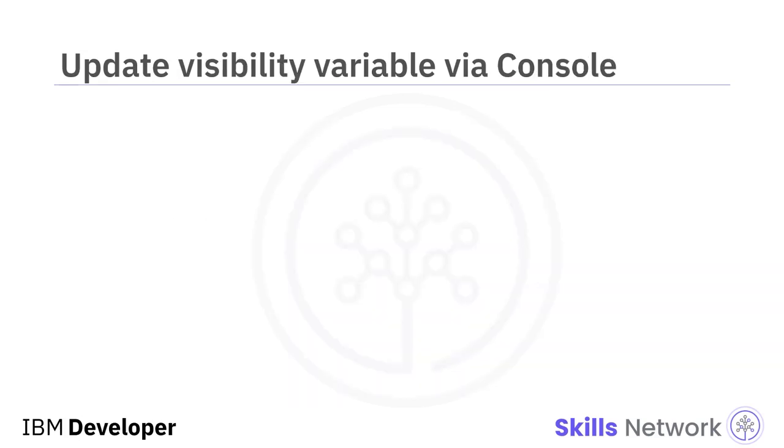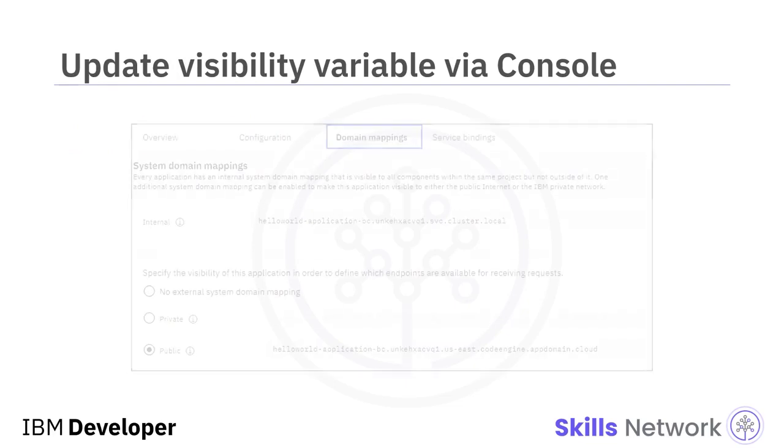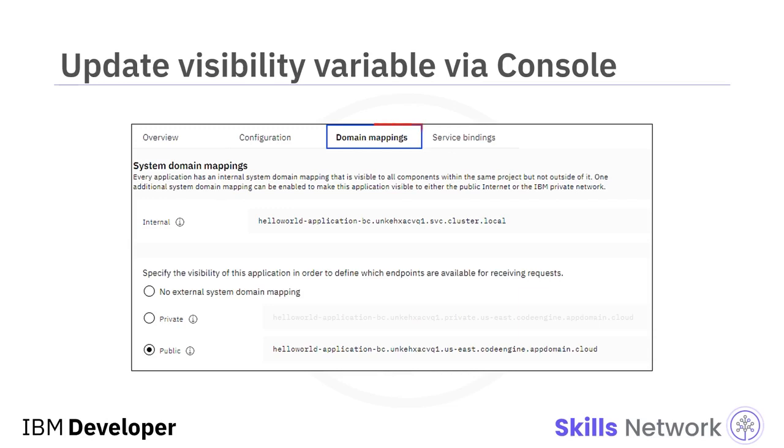Now, when you deploy your application, it is assigned two types of URLs, internal and external. Internal URLs help to communicate with other applications within your project, and external URLs can be public external or IBM private network only. The selection of the type of URL defines the visibility of your application. On your application console page, click the System Domain Mapping tab to update the visibility of your application.